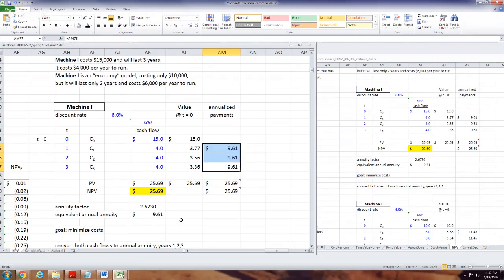I'm spending that amount every time. All right, so I'm spending $9,610 a year if I go with this choice, because that's the same present value as $25,690. And actually, if you want another one, you could have done it like that.